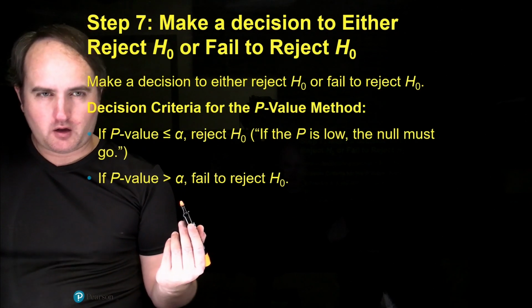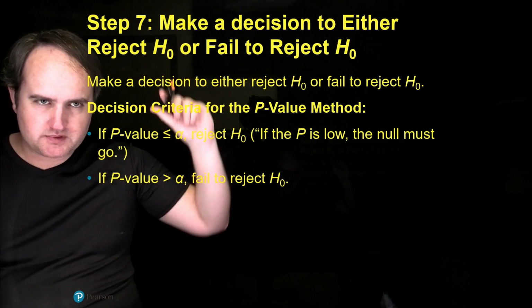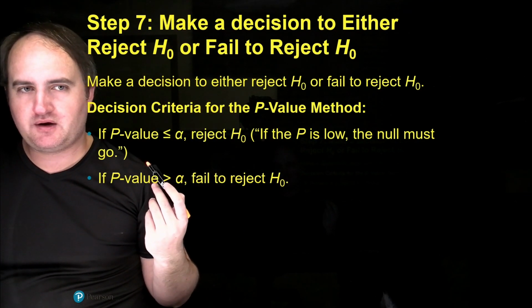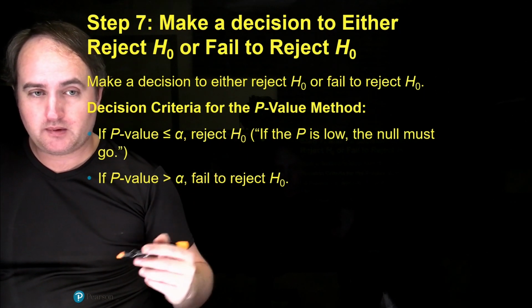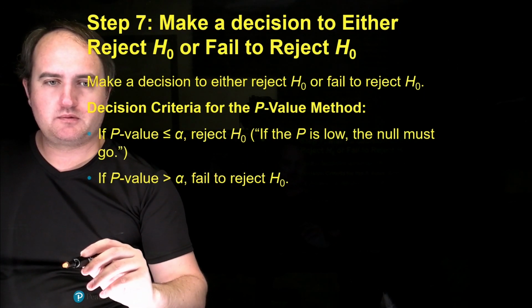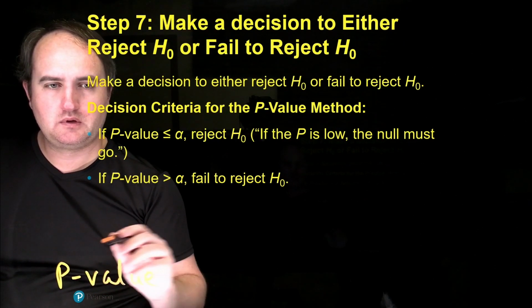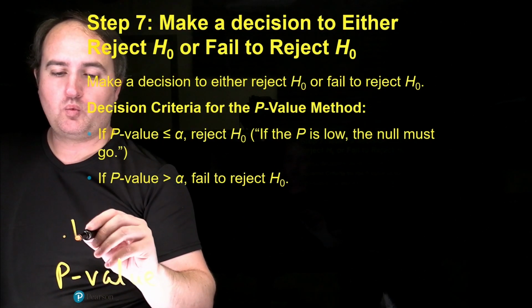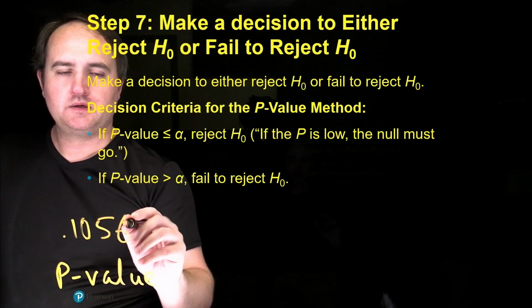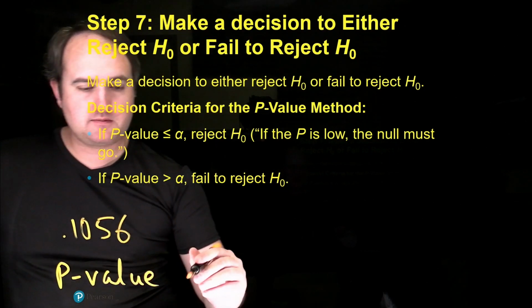So all you have to do for these problems when you're in this step 7 is compare the p-value on the left to your level of significance alpha on the right. So in this problem, our p-value was actually 0.1056. So you write your p-value first, and then you write alpha second.